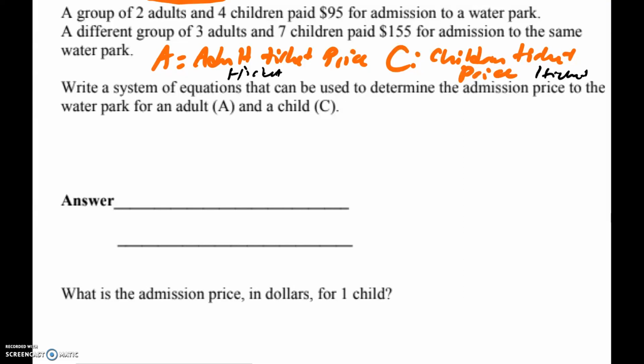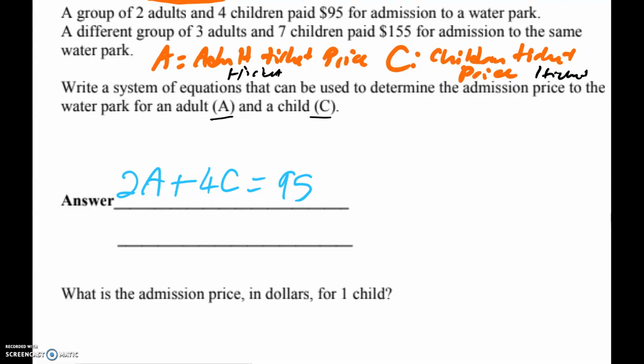Write a system of equations that can be used to determine the admission price to the water park for an adult and a child. Oh, it's already here. I'm glad that we defined and used the same variables. 2 adults are going to pay 2 times A, and then plus, for 4 children, you are going to pay 4C. 95 is the total.